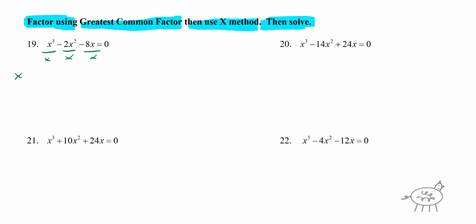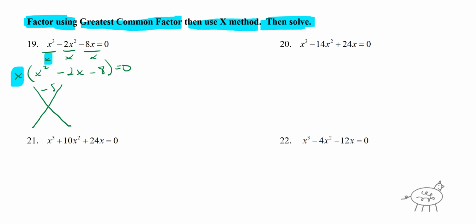Okay, so you're going to have X parentheses, and then it's X squared minus 2X minus 8 equals 0. Guys, I notice one thing that people forget is they forget to put this X here. Don't forget, if you factor the X out, make sure you put it there. So now we're going to use the X method here.